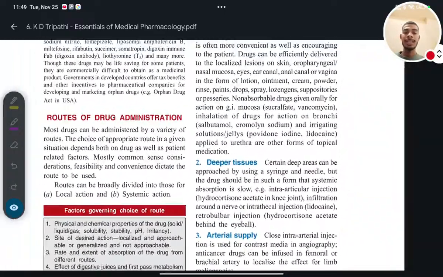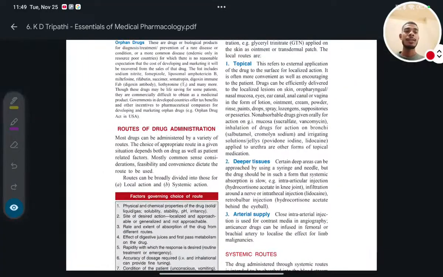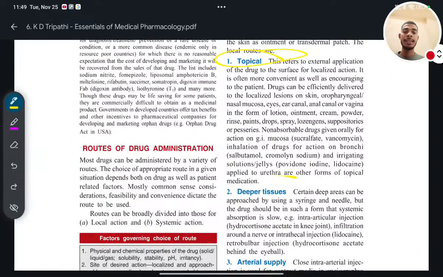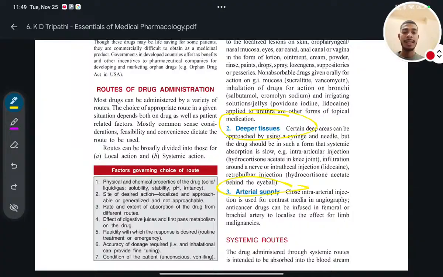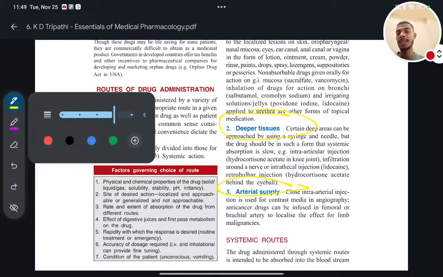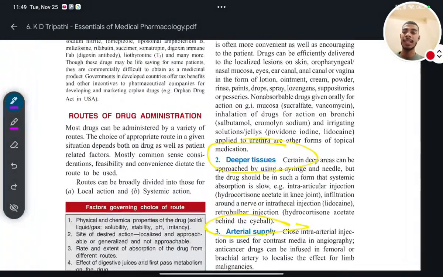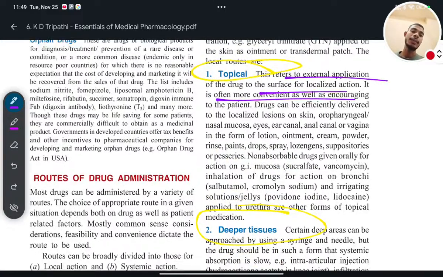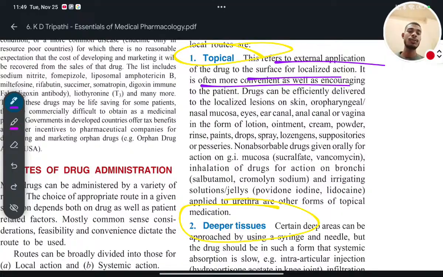that there are three types. First one is topical, then deeper tissue, and then arterial supply. Topical, deeper tissue, and then arterial supply. In topical, as I have already mentioned, it will be used locally, directly on the site of action.